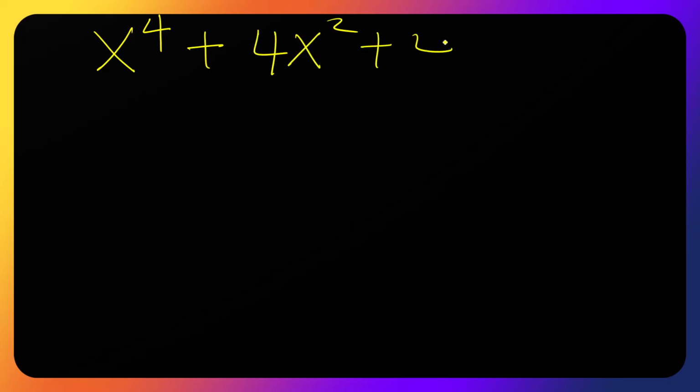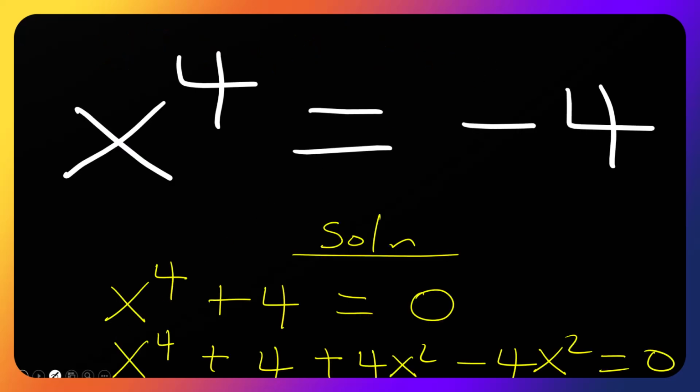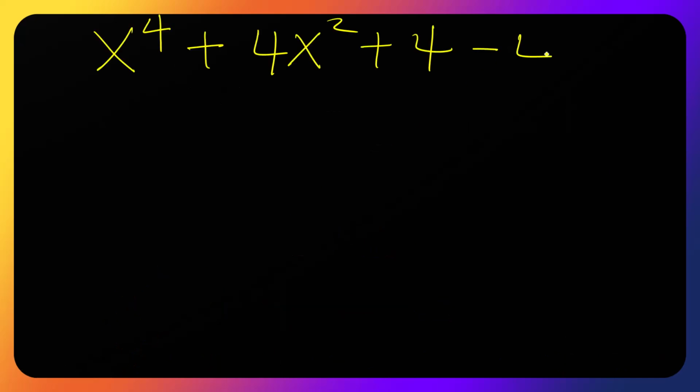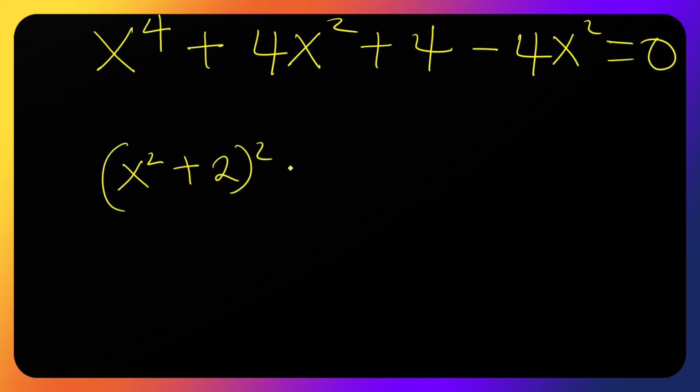So let's arrange it. X to the power 4 plus 4x squared plus 4 minus 4x squared equals 0. Now when we have x squared plus 2 all squared, it is the same as x to the power 4 plus 4x squared plus 4.